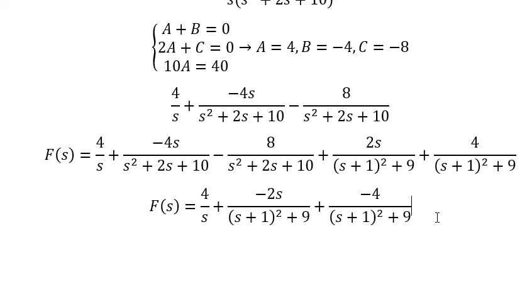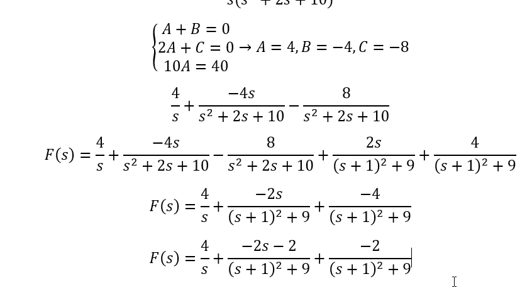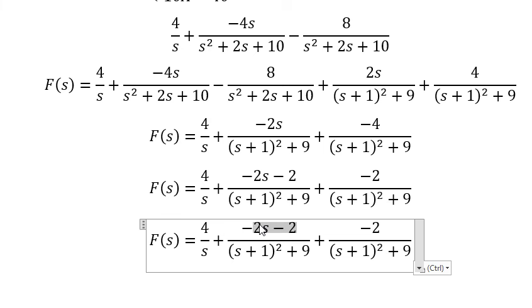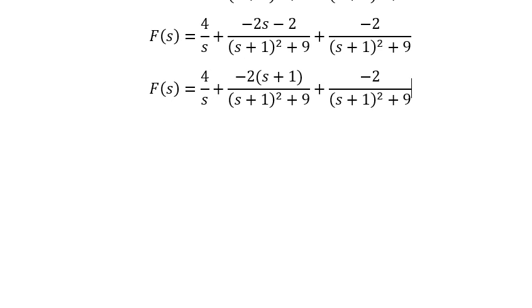Next, we know that negative 4 is negative 2, negative 2. So I will borrow negative 2 in here, because I want to create the factor s plus 1. Now, this is a good time to do the inverse Laplace transformation.